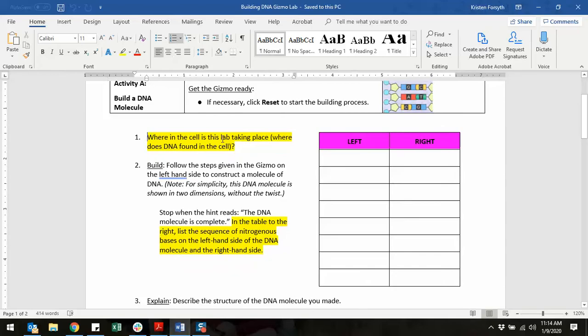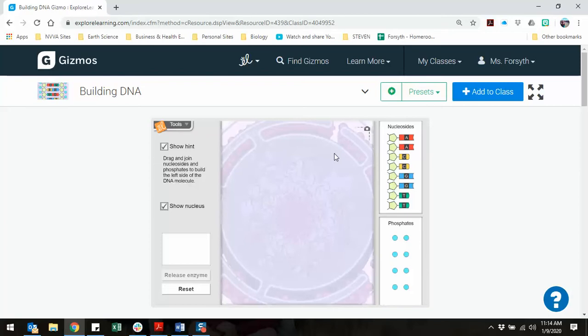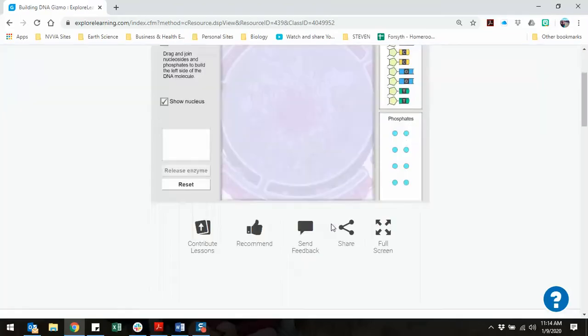First question's asking us, where in the cell is this lab taking place? So if we go to our lab right here, what is this? It's asking us, where is this taking place? There are some hints over here you might want to read, and it says drag and join nucleosides and phosphates to build the left side of the molecule, etc.